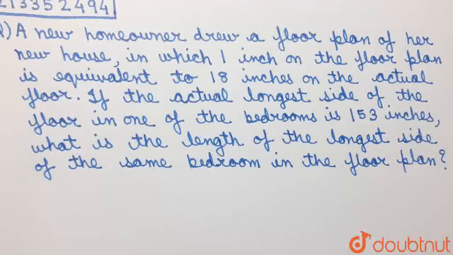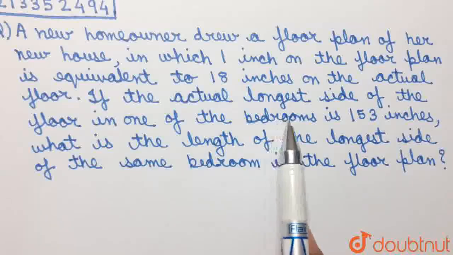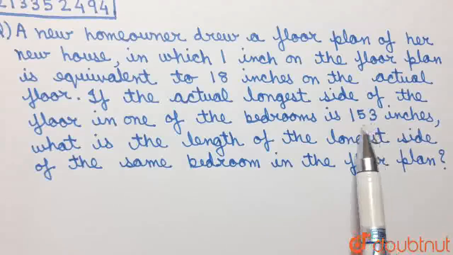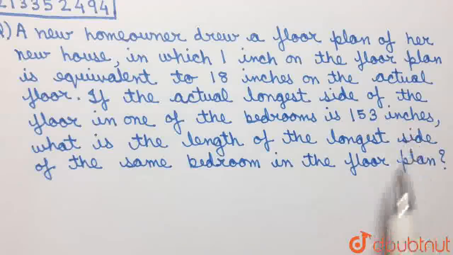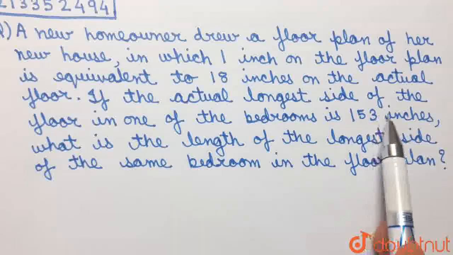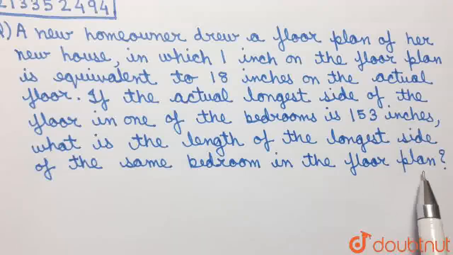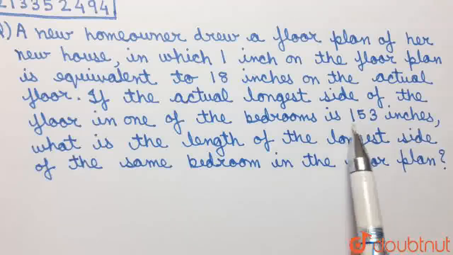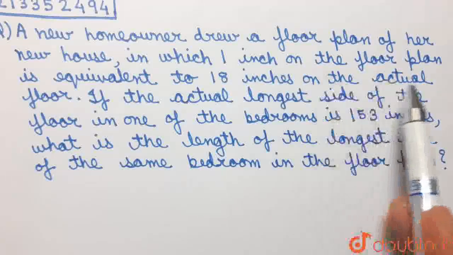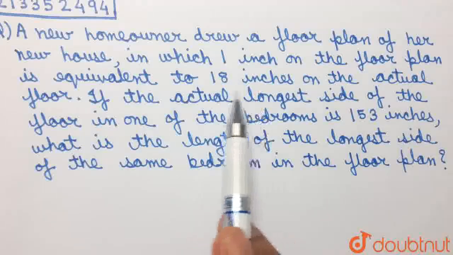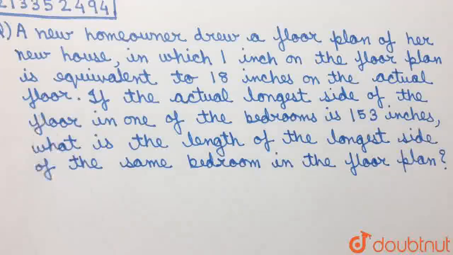So, as per the question, in one of the bedrooms, the actual length of the longest side is given as 153 inches, and we have been asked to find the same length in the floor plan, that is the magnitude by which this length will be represented in the floor plan. The information given in the question is that 1 inch on the floor plan is equivalent to 18 inches on the actual floor.